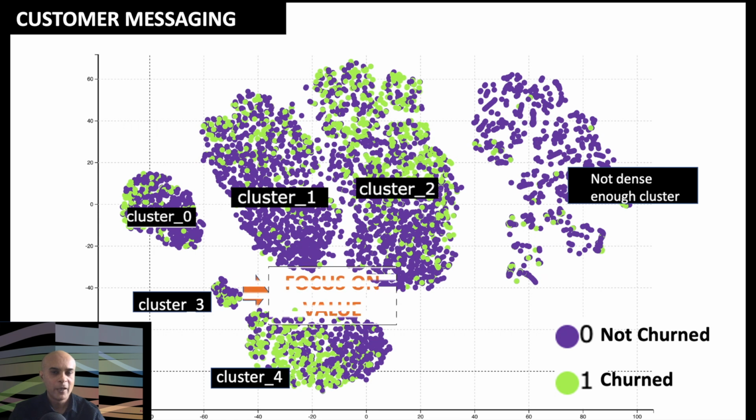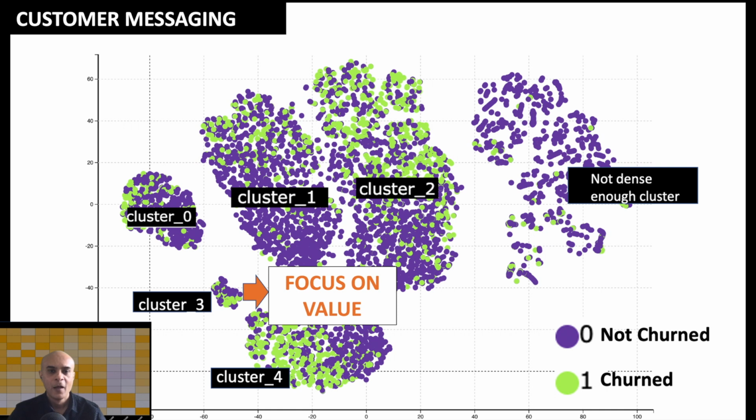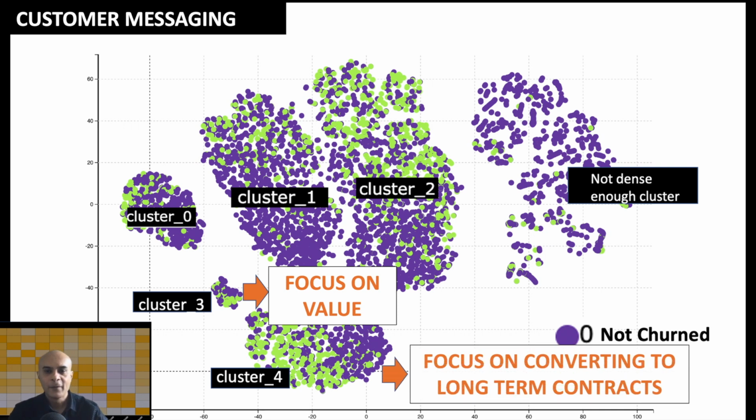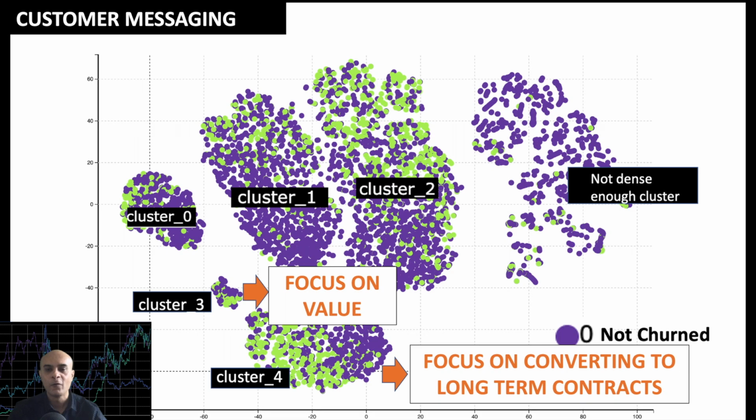So for example, we have seen that the predicted churners in the cluster 3 are sensitive to total charges. So the focus should be on the value they are going to get and thus justifying the charges. And for cluster 4, as the predicted churners have low tenure and monthly contract, the messaging should focus on the advantages of long-term contract with an objective of converting monthly contracts into yearly contracts.